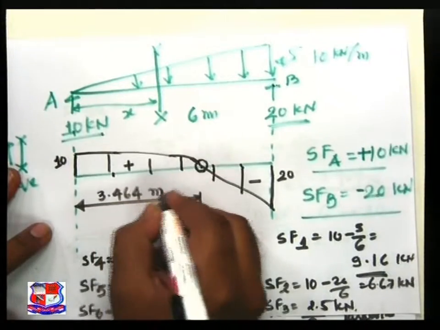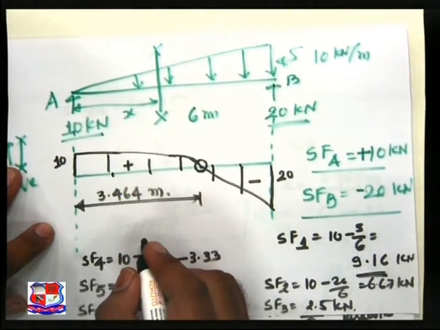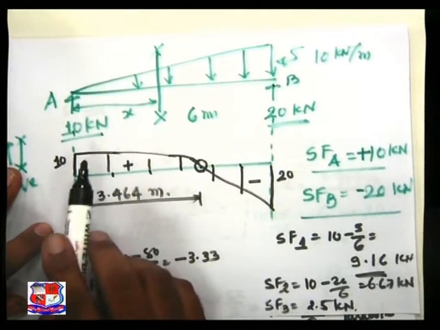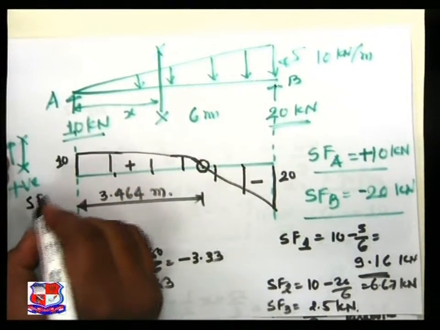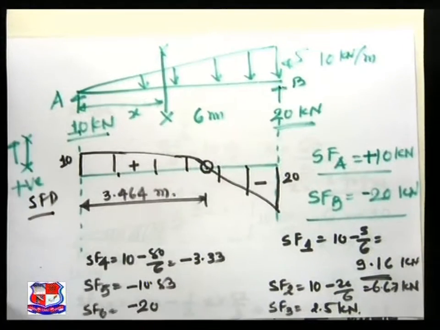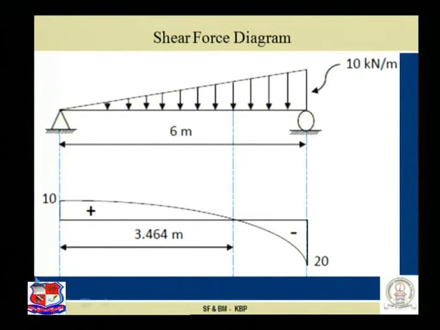So we achieve the value of x over here as 3.464 meter. I wish it will be clear to you how this diagram has been plotted, that is specifically the shear force diagram. Please see the figure over here. In the shear force diagram, this variation is of parabolic nature, as we have seen from the equation of shear force variation along the length of the beam. Now next let us plot the bending moment diagram.